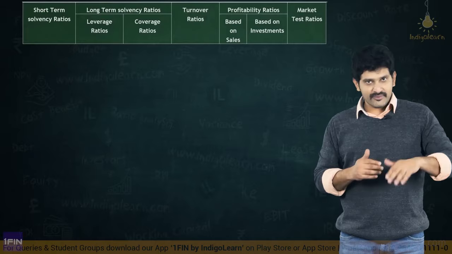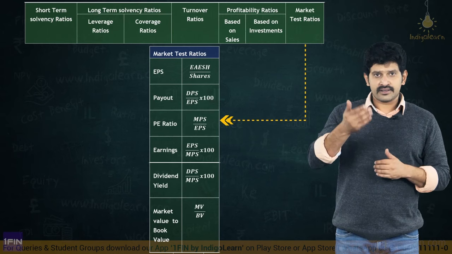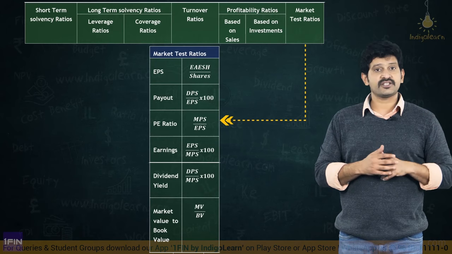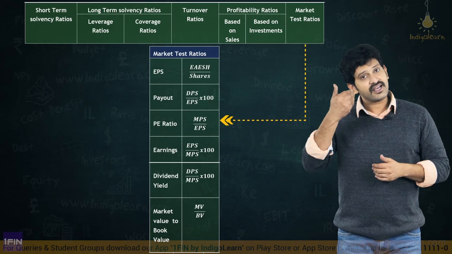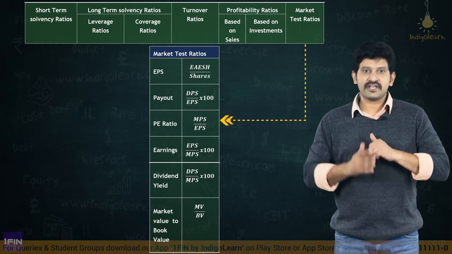Then we moved on to the next one, that is our market test ratios, where we saw EPS, how we compute it: earnings available to equity shareholders divided by number of equity shares. Then payout ratio, that is DPS by EPS into 100, then DPS, that is EPS into payout ratio, then PE ratio, that is MPS by EPS, earnings yield, EPS by MPS into 100, dividend yield, DPS by MPS into 100.